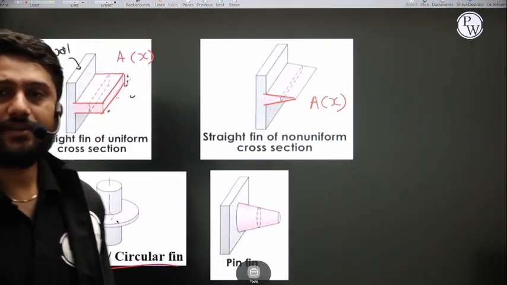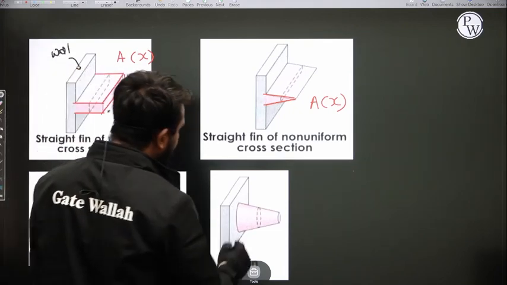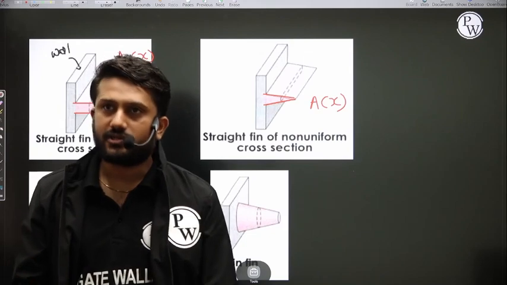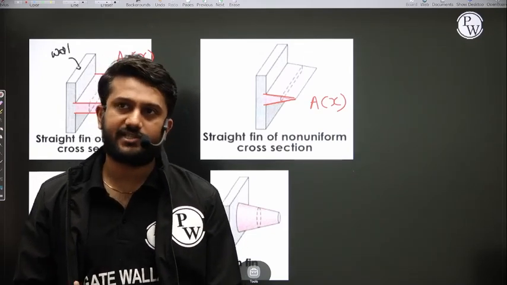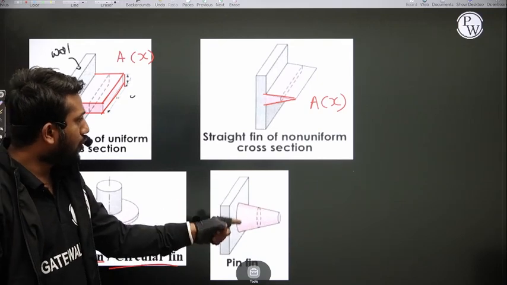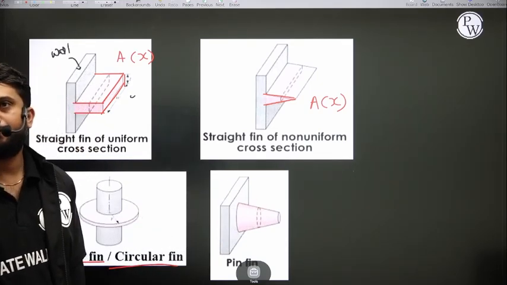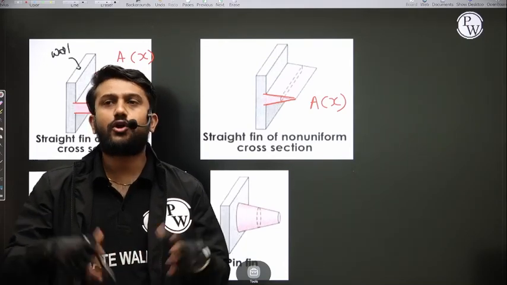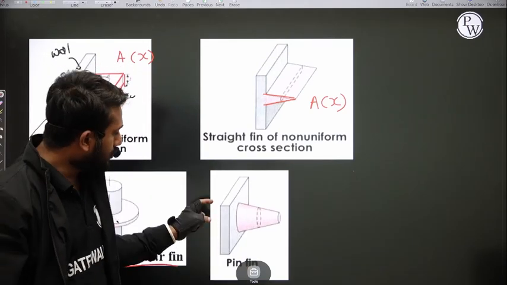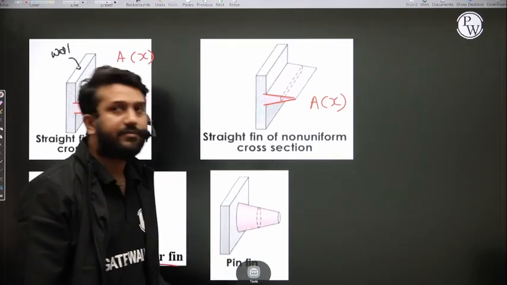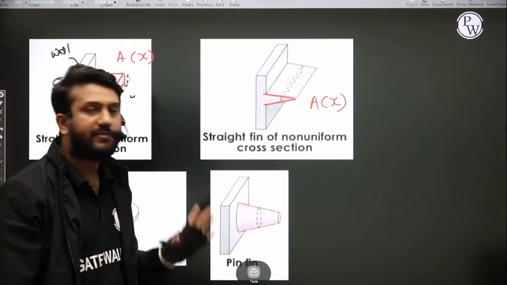Now see the next one. This is the pin fin. What is a pin fin? A pin fin is basically a circular cross section fin. So this is the non-prismatic, or I can say non-uniform cross section, pin fin. Prismatic means uniform cross section. Non-prismatic means non-uniform cross section.